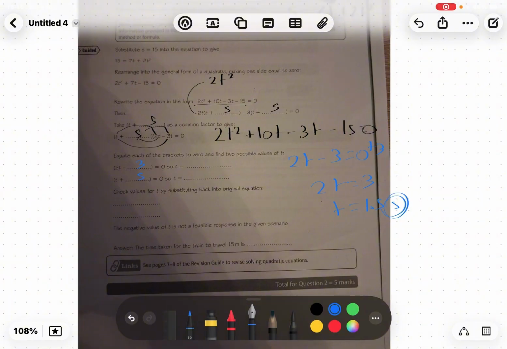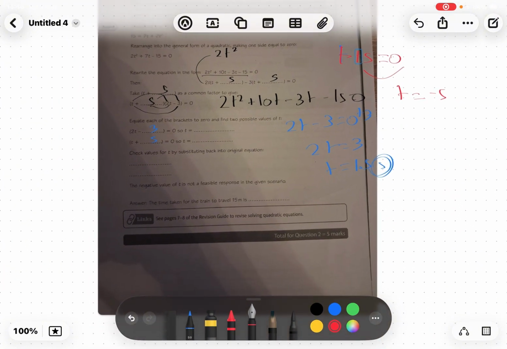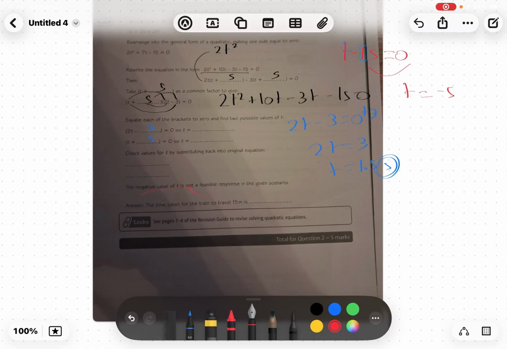And after that, we have this one, let me do red. t plus 5 equals 0. Same thing, t equals minus 5. And over here it explains that the negative value of t is not feasible, because negative numbers don't work when it comes to distance. I mean, this is distance.